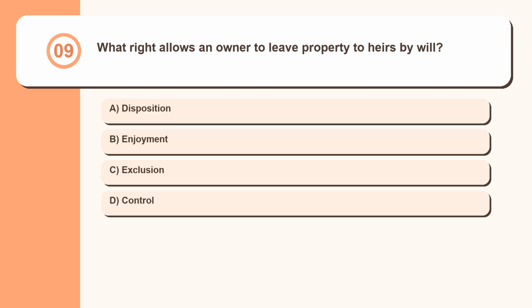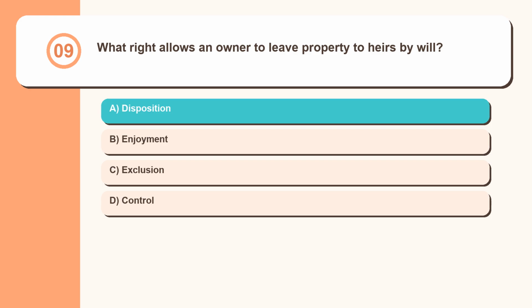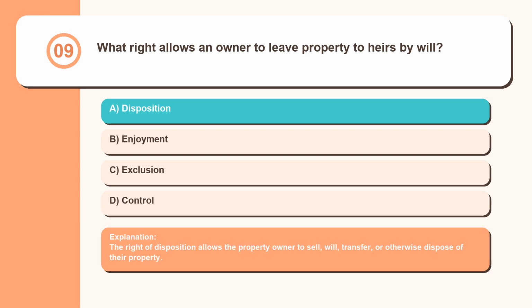Question 9. What right allows an owner to leave property to heirs by will? Disposition, enjoyment, exclusion, control. The right of disposition allows the property owner to sell, will, transfer, or otherwise dispose of their property.